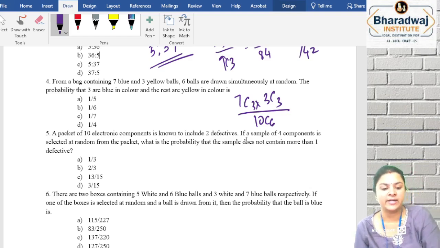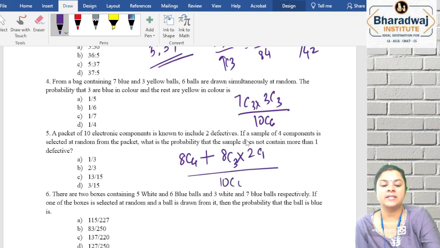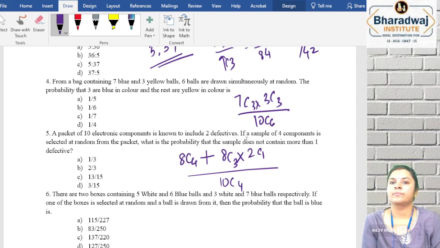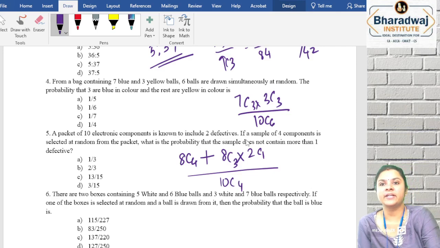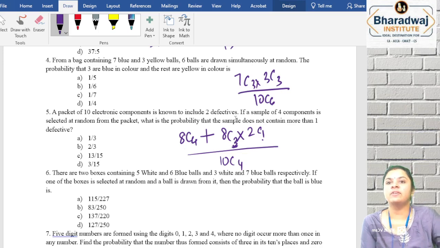So if I take 0 defectives, it is 8C4 by 10C4, or 1 defective means 8C3 into 2C1 divided by 10C4. This is 0 defective, all 4 correct pieces. This is 3 correct pieces and 1 defective. Not more than 1. Yes? Shall we go to the next?